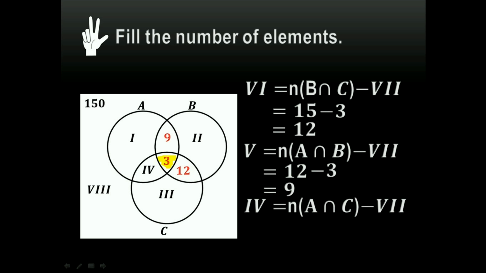For the last of these, we have region 4. Region 4 is just, from region 7, we subtract it from the intersection of A and C. So n(A intersection C) was given, which is 14, minus 3, we get 11. So that region there is 11.